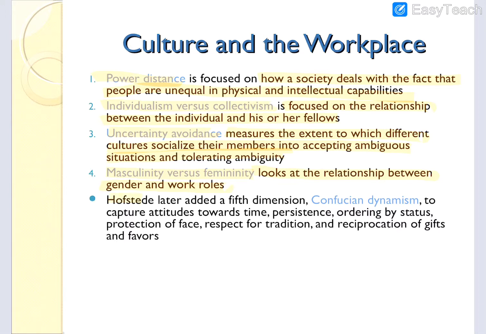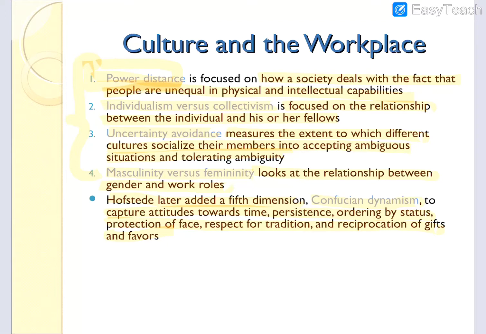Later, Hofstede added a fifth dimension, which we call Confucian dynamism, to capture attitudes toward time, persistence, ordering by status, protection of face, respect for tradition, and reciprocation of gifts and favors. So these are the most important ones.